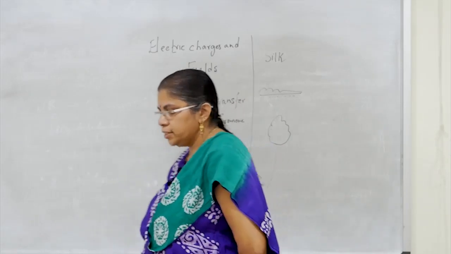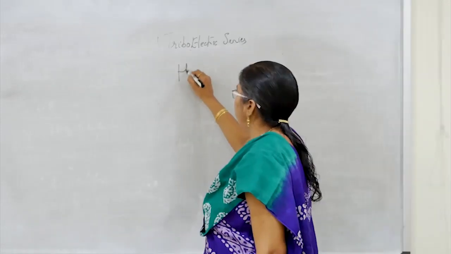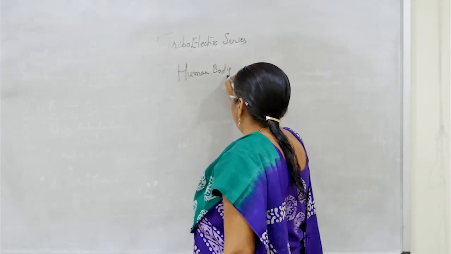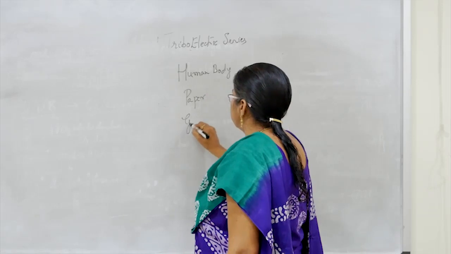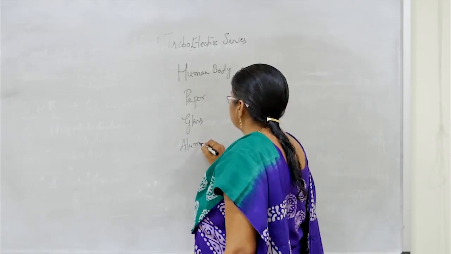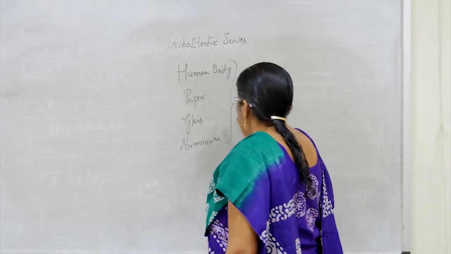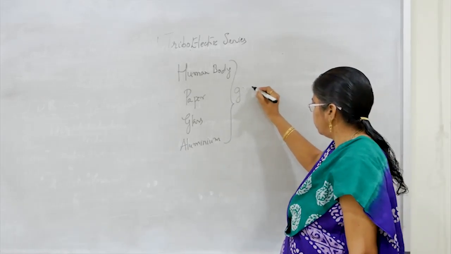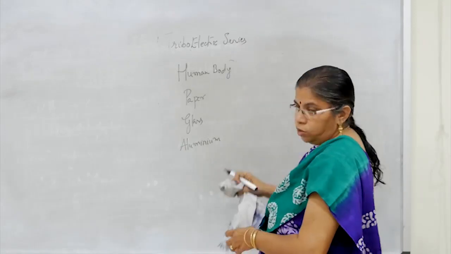So there is a series known as the Triboelectric Series. Human body, paper, glass, aluminum. They will lose electrons. They gain positive charge.